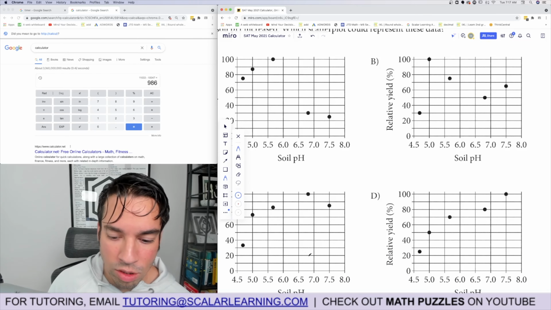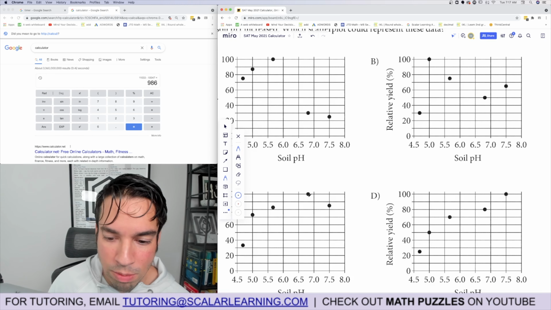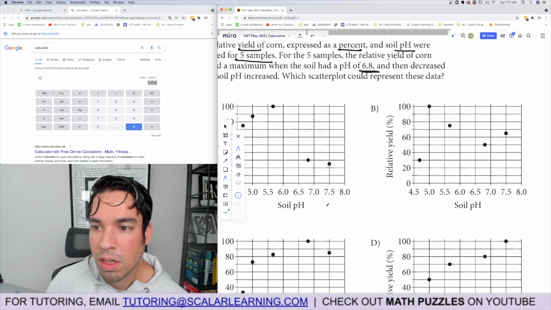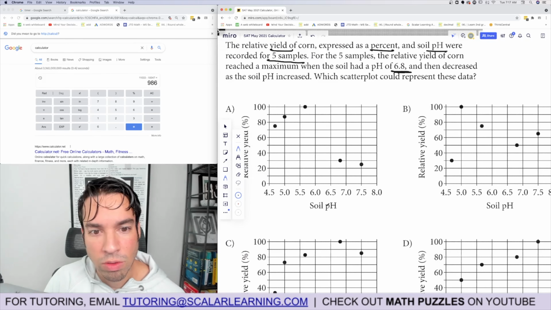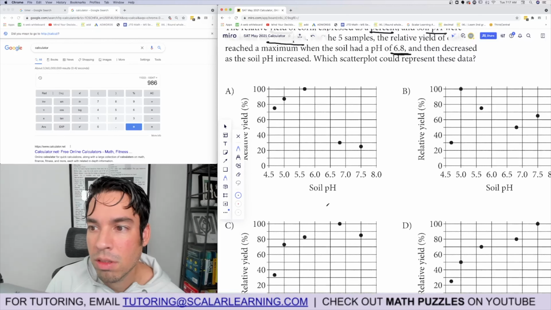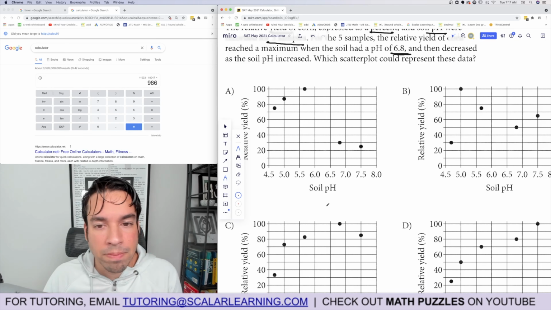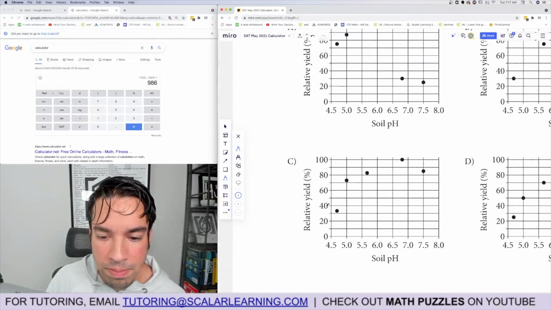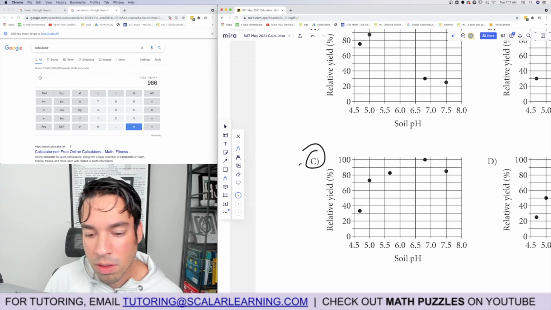It looks like this one. See, that looks like 6.8. It's peaking and then decreasing. And let me just make sure. The relative yield of corn reached a maximum when it had 6.8. Yeah. And then decreased. I think it's C. All right.